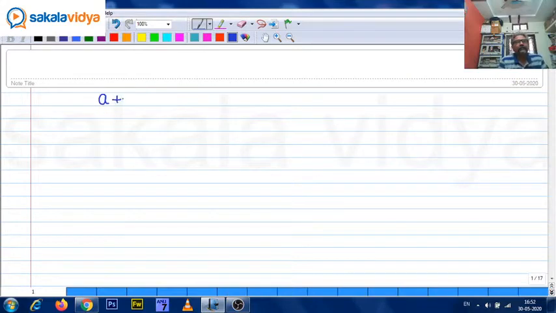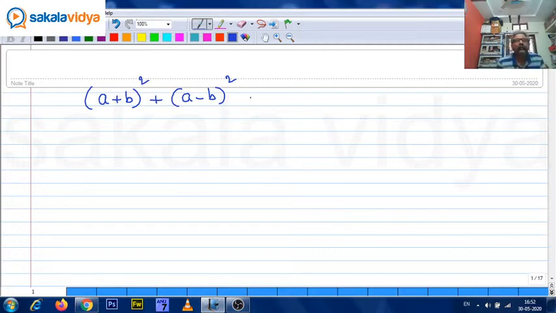(a plus b) whole square plus (a minus b) whole square. What is the value of this one? (a plus b) whole square and (a minus b) whole square. What do you get now? What is the value of this one? Right, anybody?